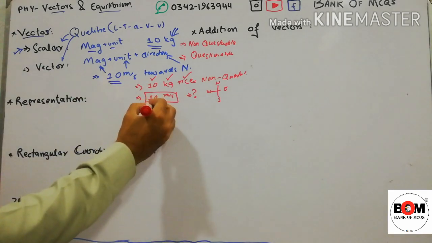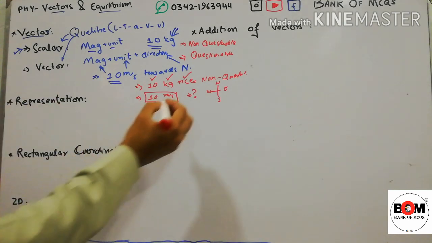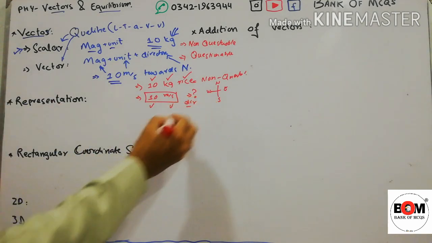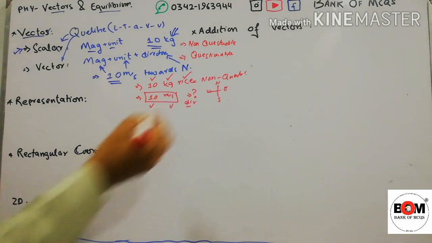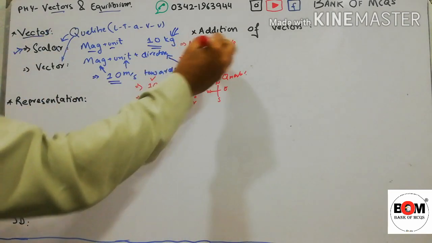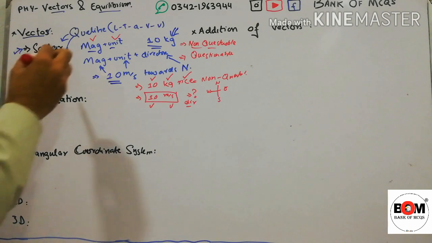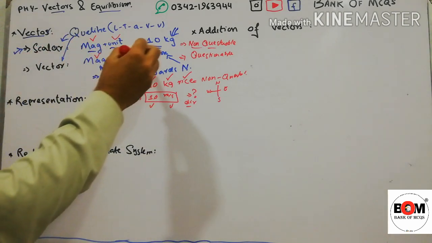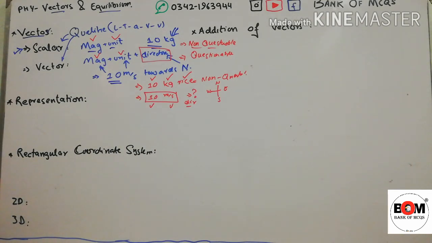Only magnitude and unit are not enough to describe the quantity. You must say the direction as well. If you say that Ali went with 10 meter per second towards north, that is enough. So for a scalar quantity, it is not questionable if you say magnitude and unit, but for a vector quantity, you will say magnitude and unit as well as direction.